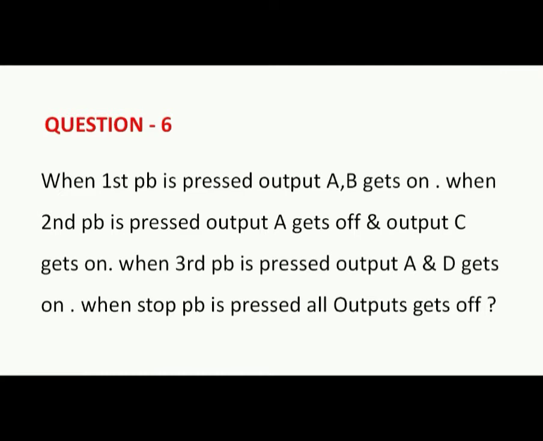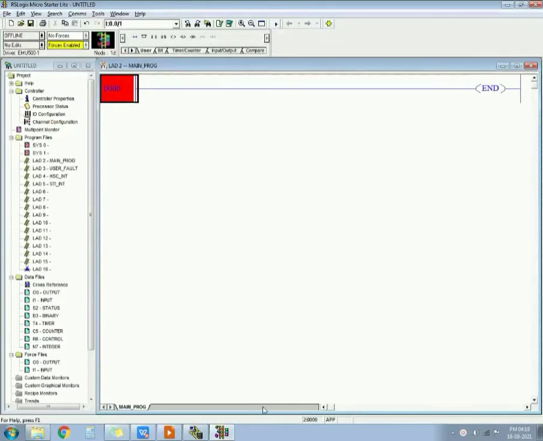When the first push button is pressed, output AB gets on. When the second push button is pressed, output A gets off and output C gets on. When the third push button is pressed, output A and another output D get on. When the stop push button is pressed, all outputs get off. So this is the question, and we will start with it.